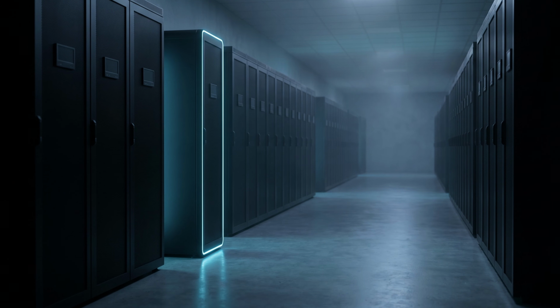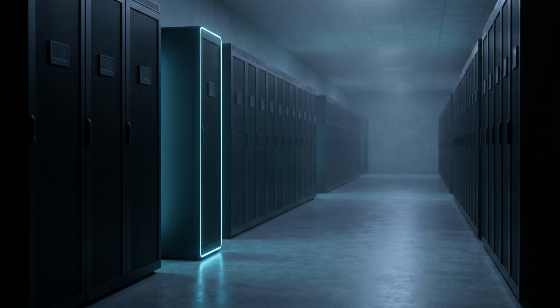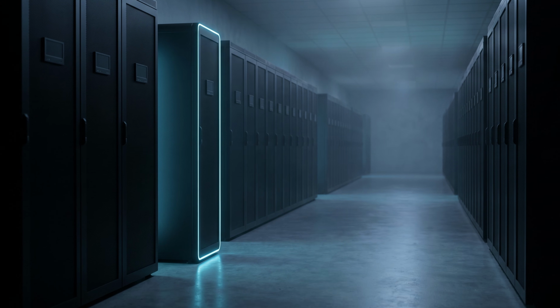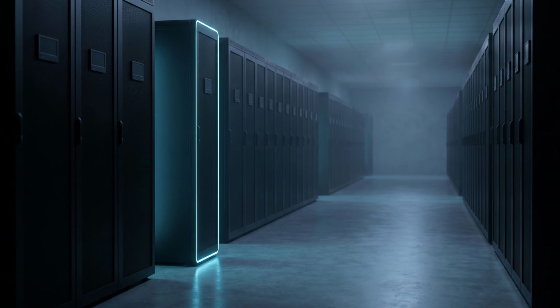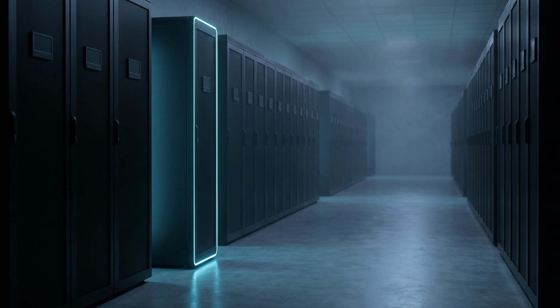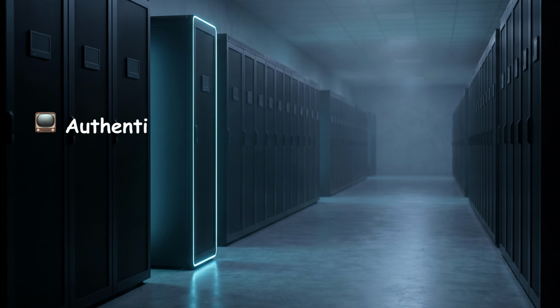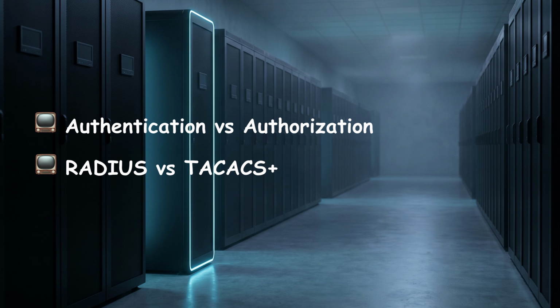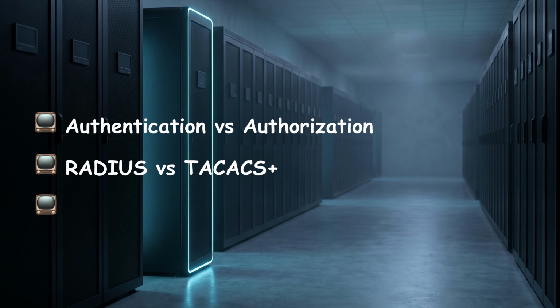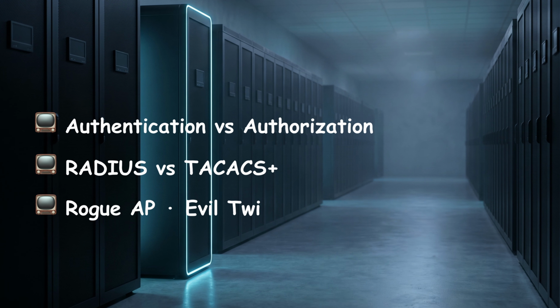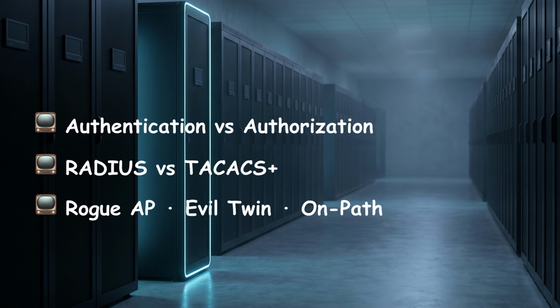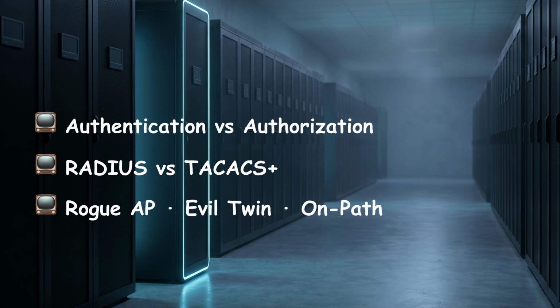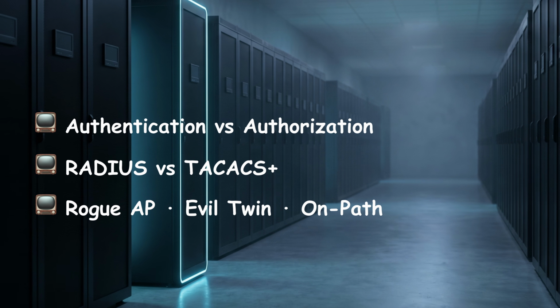Domain 4 is where confident candidates get quietly humbled, not because security is deep, but because it is a pile of look-alike terms the exam loves to swap on you. Authentication and authorization, one letter apart and constantly confused. RADIUS and TACACS+, two protocols that do the same job under different rules. A rogue access point, an evil twin, and an on-path attacker. 3 things that blurred together at 11 at night the week before your exam.